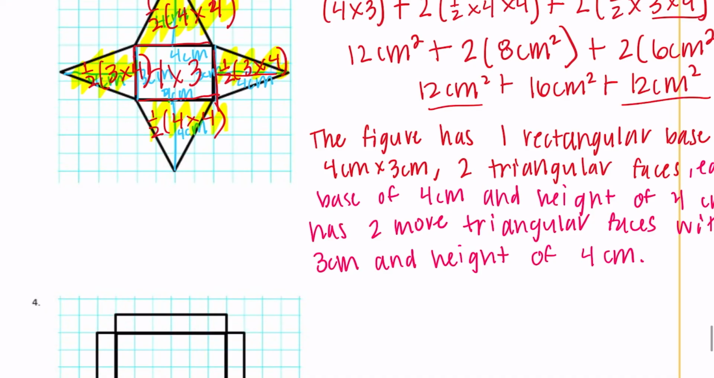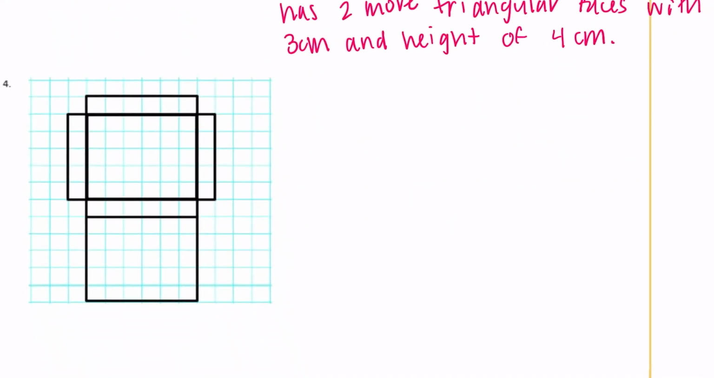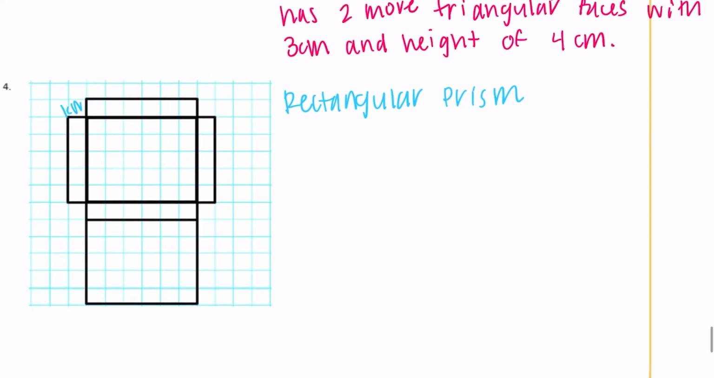Okay, and the last one, number 4. Let's figure out the shape first. So I see a bunch of rectangles, so I know it's going to be a rectangular something. I'll use a different color so we don't get confused with the last one. So it's going to be rectangular, and this is going to fold up into a prism because it has 6 sides, which means it's going to have 2 faces or 2 bases. So let's go through and label the measurements. So that's 1, 2, 3, 4, 5, 6. This is 1, 2, 3, 4, 5.